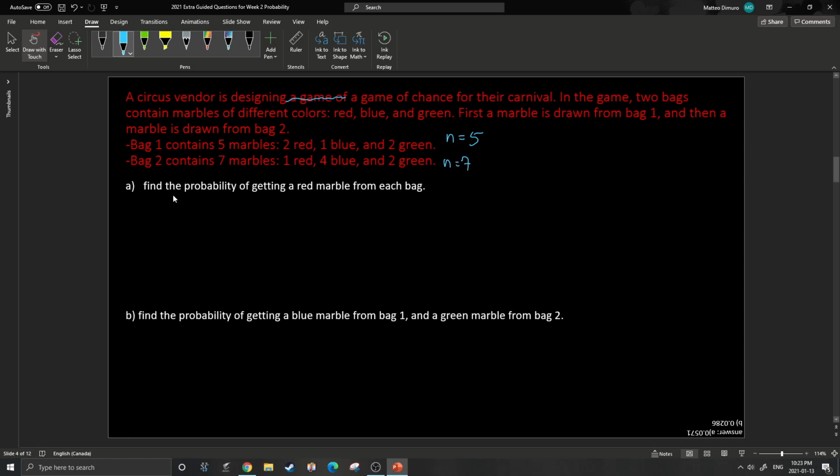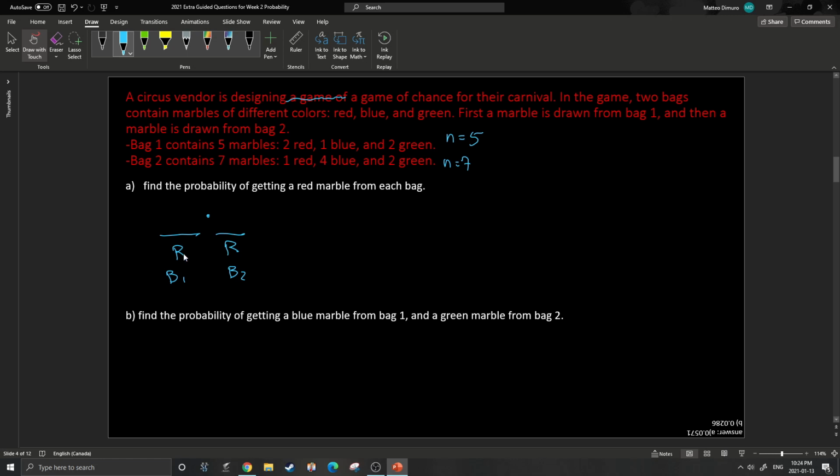Find the probability of getting a red marble from each bag. So I like to put my little spaces here and go red, red. This will be bag 1 and this will be bag 2. Because these events are independent, they're 2 separate bags, what happens in bag 1 doesn't affect bag 2, so I'm going to be multiplying these probabilities together. Notice how I always try to think of that ahead of time: am I adding or multiplying? Those are usually your 2 options.